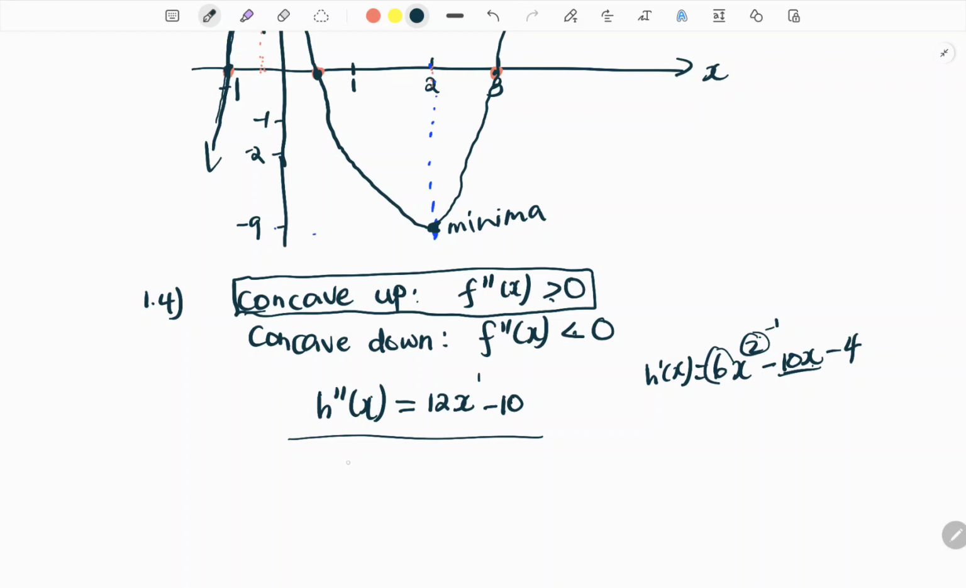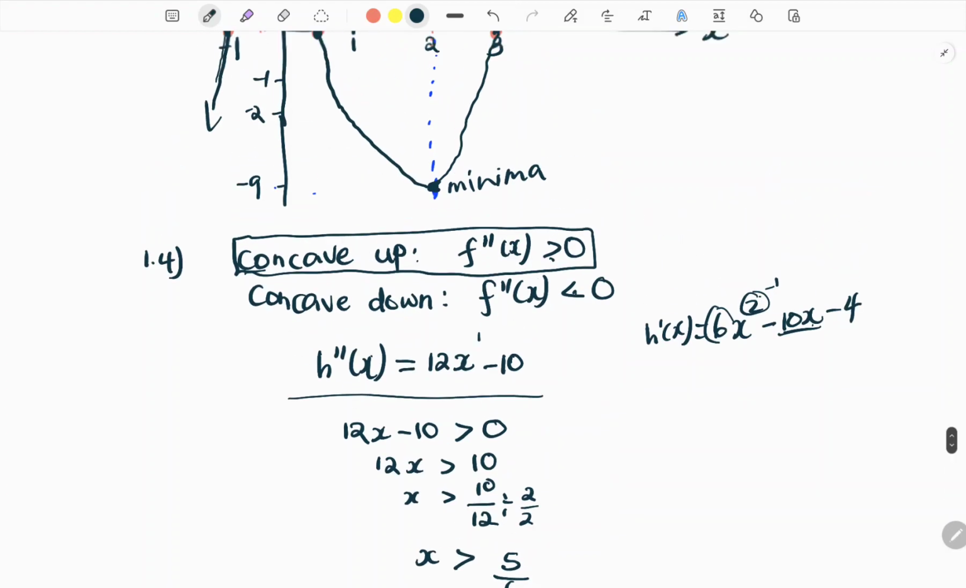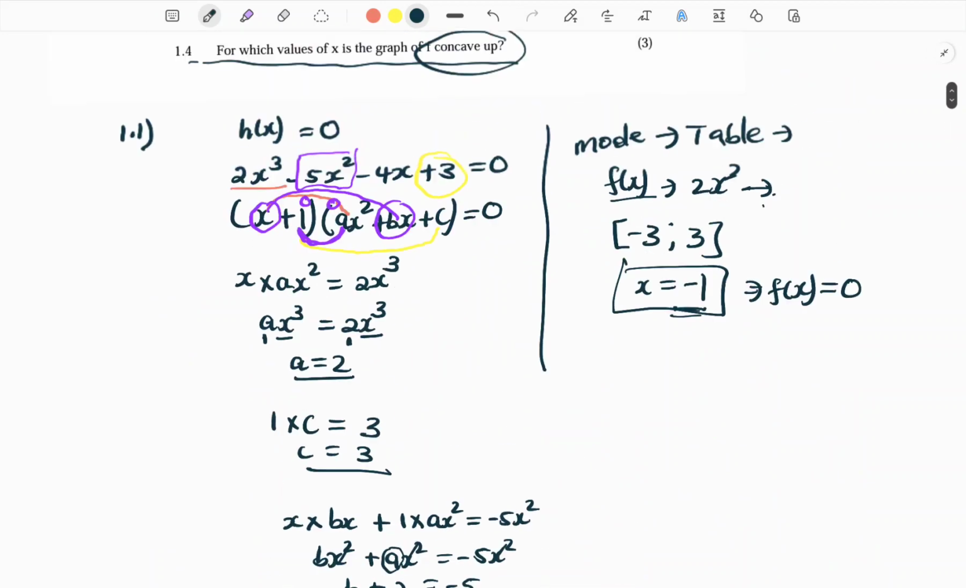So it's going to be 12x minus 10 bigger than 0. It's for concave up. Then 12x bigger than 10. Then x bigger than 10 over 12, which, let me just use my mental math, divide by 2, 5 over 6. So that is the answer. Those are the values of x for which the function will be concave up.